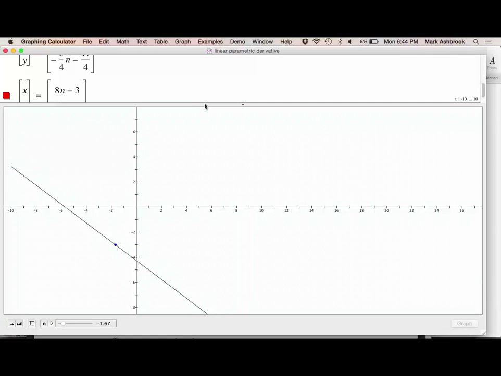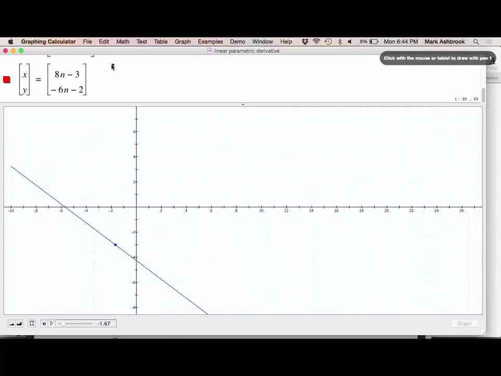Okay, here's one. x equals 8t minus 3, and y equals minus 6t minus 2. Okay, so practice: write y as a function of x.